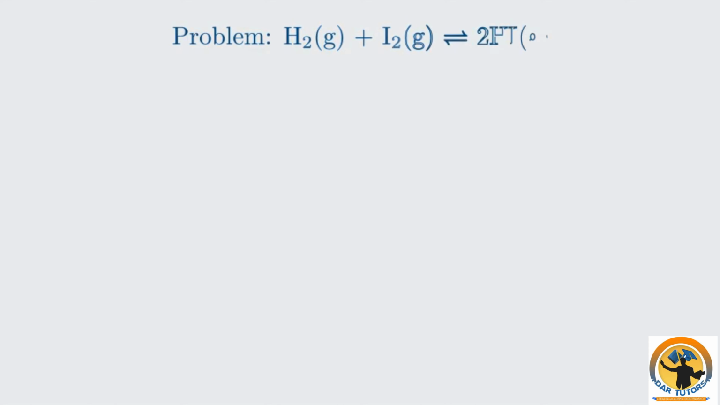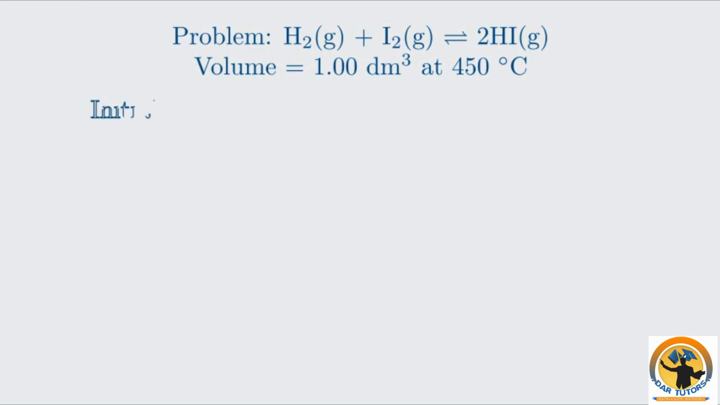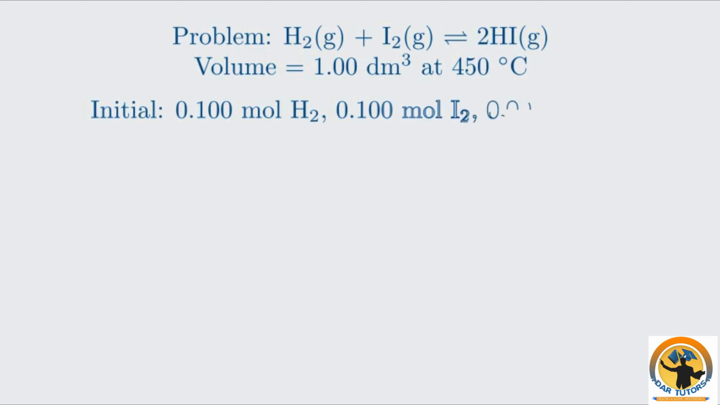Hydrogen and iodine react in a 1 dm³ vessel at 450 degrees Celsius. The initial amounts of H2 and I2 are both 0.100 moles. The equilibrium constant K is 50.5. Our goal is to find the equilibrium concentrations of all three species.